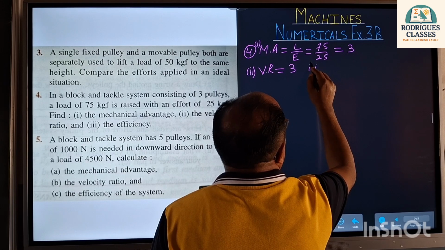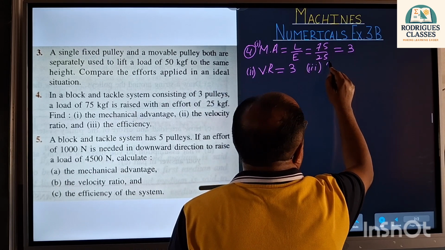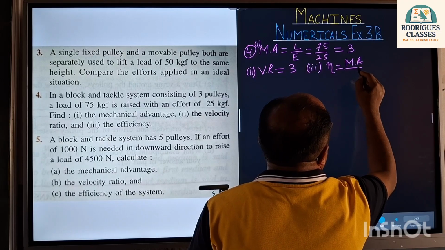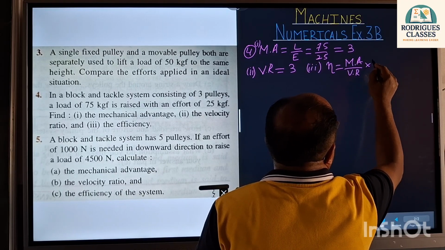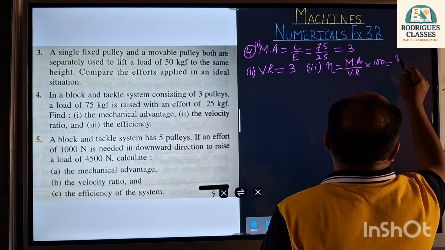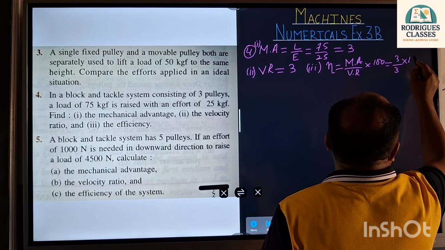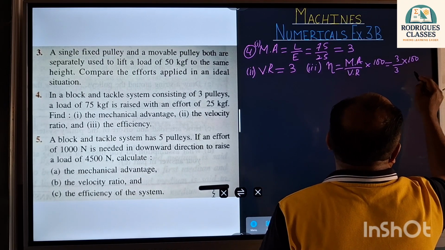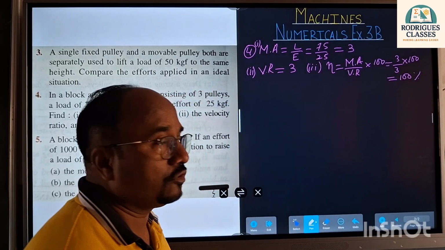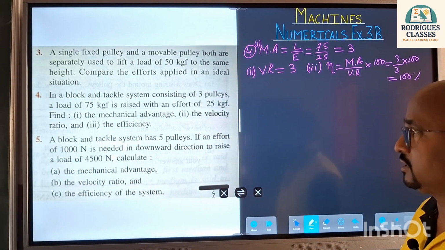Third part is efficiency. Mechanical advantage by velocity ratio into 100. So if I put the value, it is 3 by 3 into 100. So it will come to 100%. So this numerical number 4 is done.